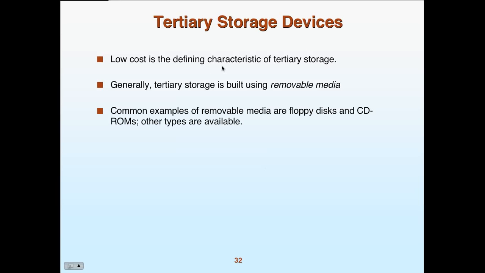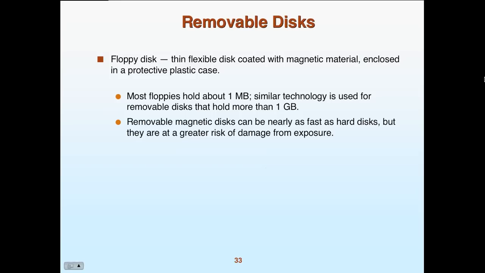Low cost is the defining characteristic. Generally, it's built by using what's called removable media. Floppy drives and CD-ROMs are common examples. Other types, DVDs, all fall into the same category: tertiary storage media, removable disks. These could be hard drives as well. You can actually update this: take the word floppy drive out, and replace it with thumb drive or USB drive.